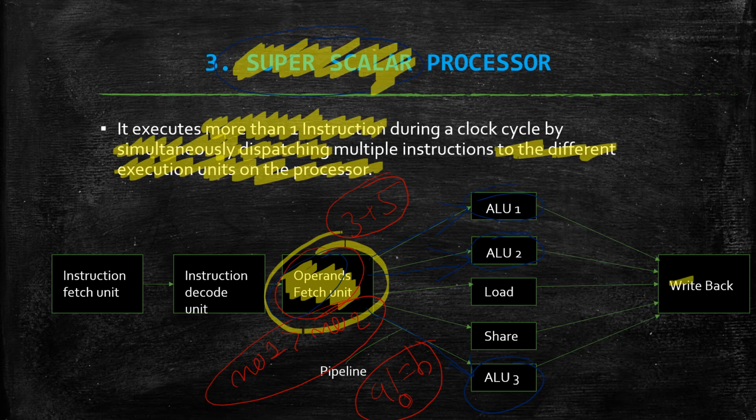We have already studied write back, right? So what is the meaning of write back? Write back means first it will write in the cache, and after that it will perform the operation, and after that it will write in the RAM, it will update the RAM. So this is about the superscalar processor.